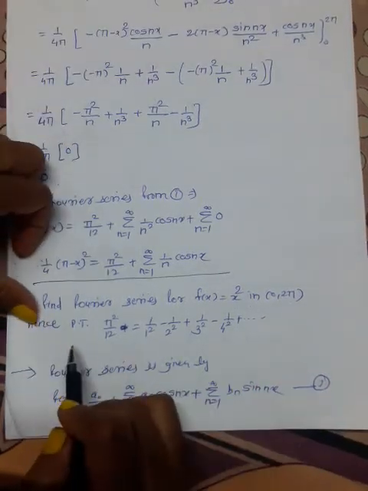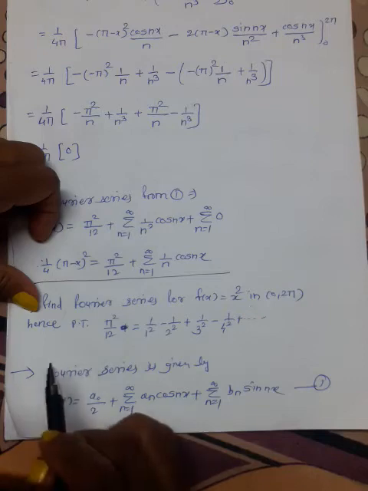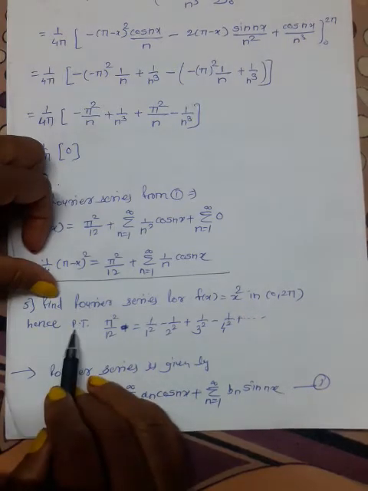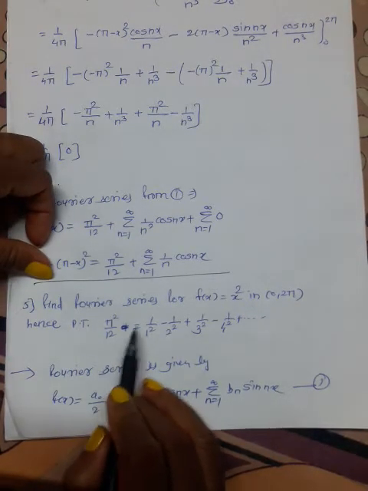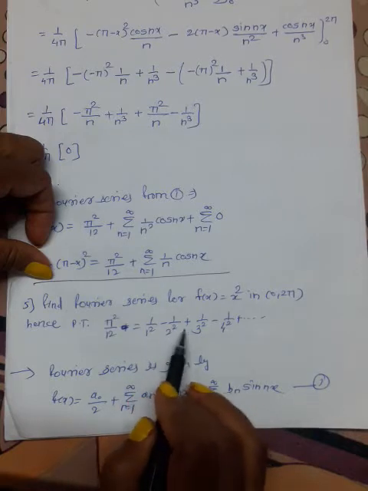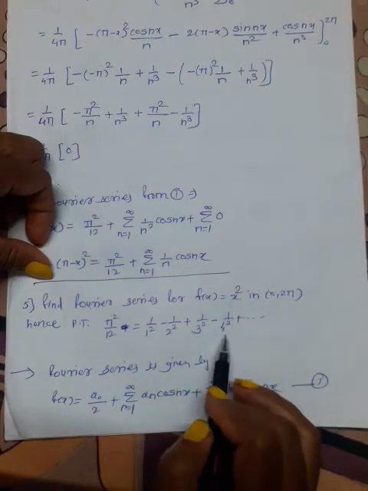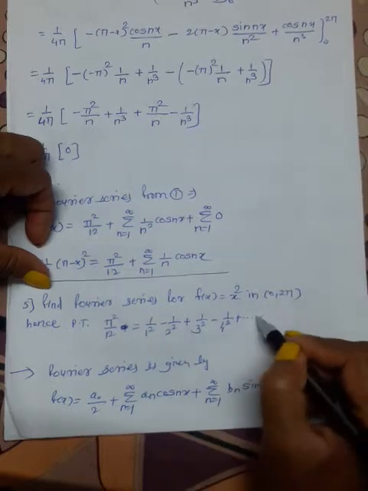There is one additional question, that is, we have to prove that π²/12 = 1/1² − 1/2² + 1/3² − 1/4² + ..., and this is an infinite series.